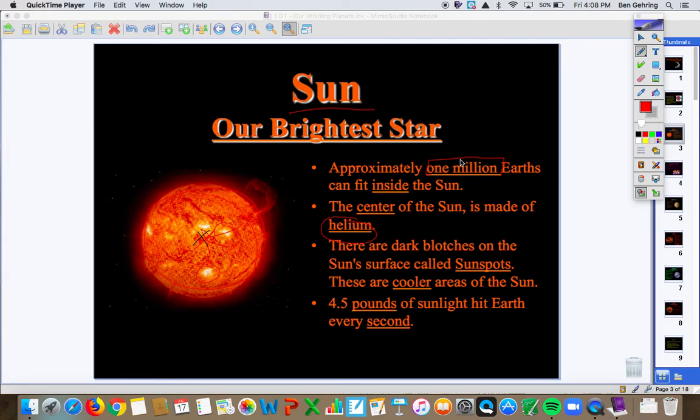And then the last piece is roughly 4.5 pounds of sunlight hit the Earth each second. So if light had mass, which according to Einstein's equation E equals mc squared, it does. E is energy. We can measure how much energy reaches the Earth each second. We know c. c is the speed of light, which has a value of 2.998 times 10 to the 8th meters per second. So we can figure out how much mass that would be. It would be about 4.5 pounds striking the Earth each second.